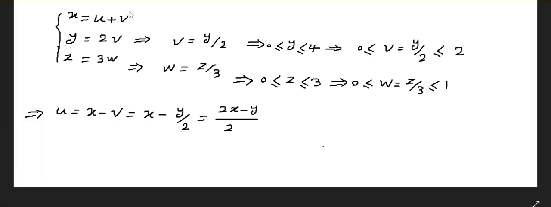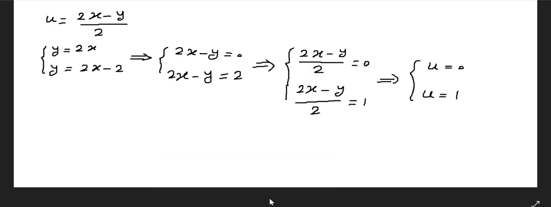Look at here, from this equation, x equals u plus v, and v equals y over 2. So u equals x minus y over 2, which is 2x minus y over 2. Now look at the next page. So u equals 2x minus y over 2, right?